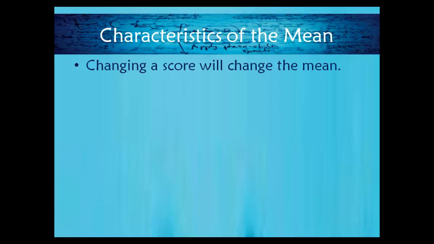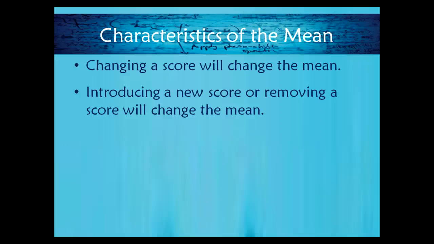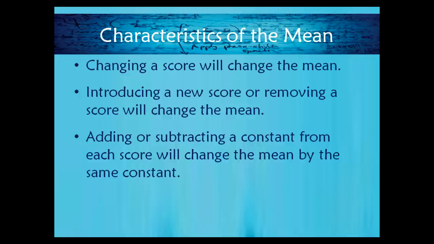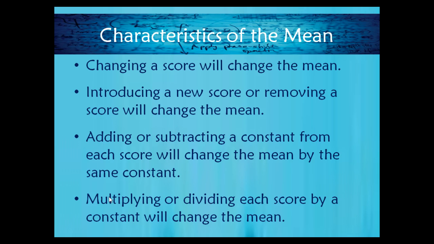Characteristics of the mean. Changing a score will change the mean. It's very sensitive to fluctuations. So introducing a new score or removing a score will change the mean. Interestingly, adding or subtracting a constant from each score will change the mean by the same constant. So if you add 1 to each score, the mean is going to go up by 1. If you subtract 1 from each score, the mean is going to go down by 1. Multiplying or dividing each score will also change the mean.